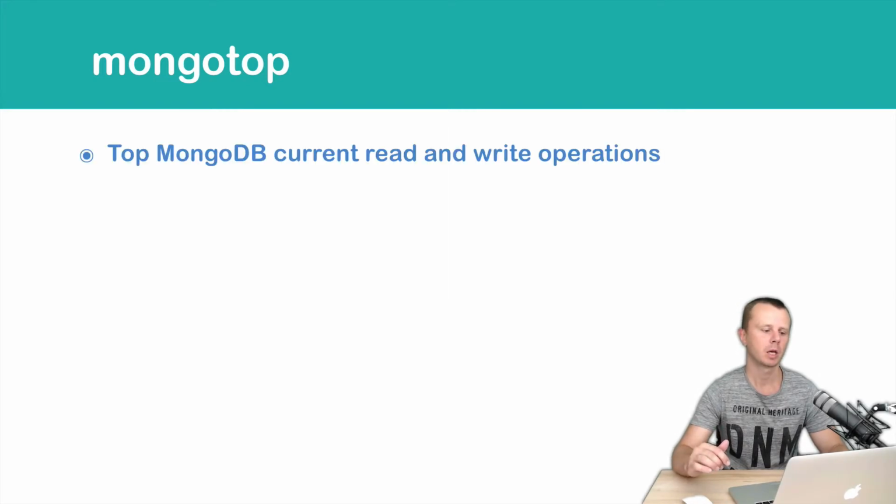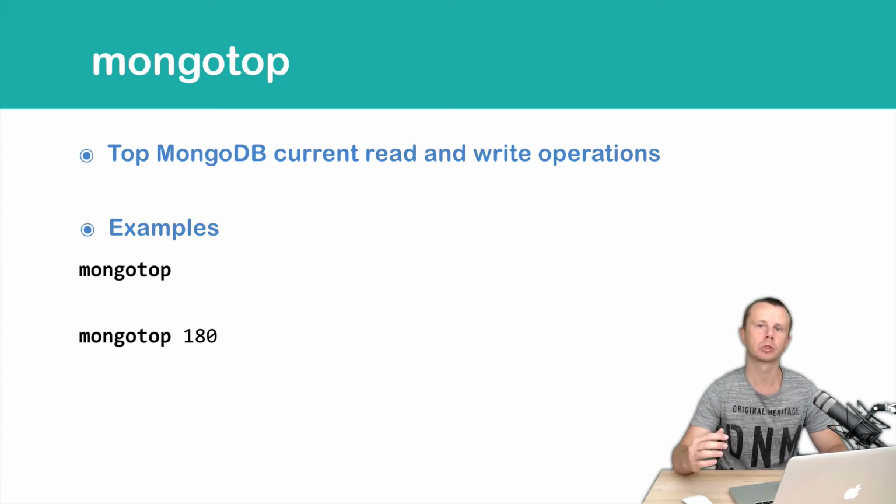The last utility we will discuss here is MongoTop. It will show you top current read and write operations. Examples: just MongoTop if MongoDB server is local, or if you want to update MongoTop table from time to time, for example each 3 minutes, you can add a number here. For example, 180, it is a number in seconds.